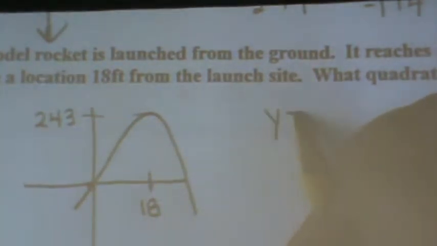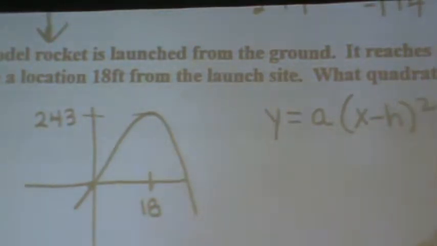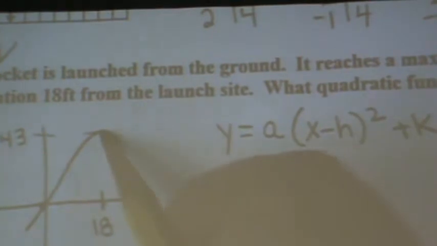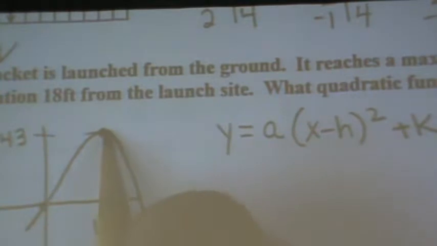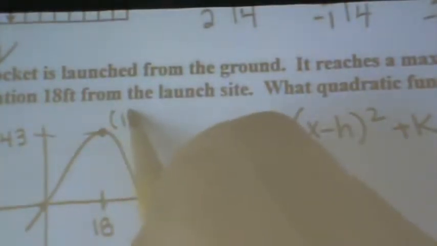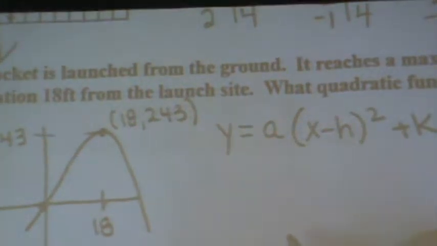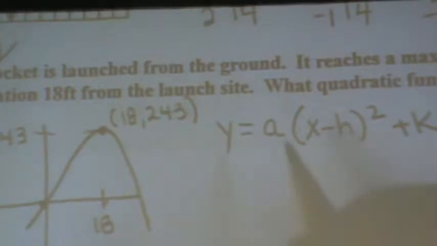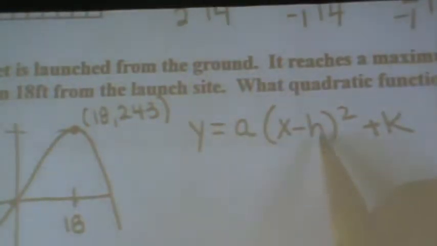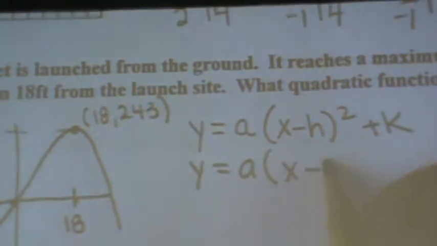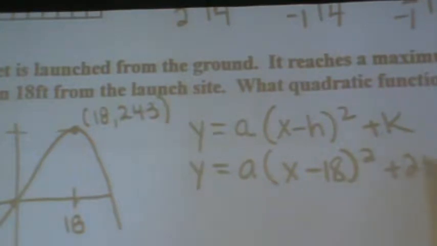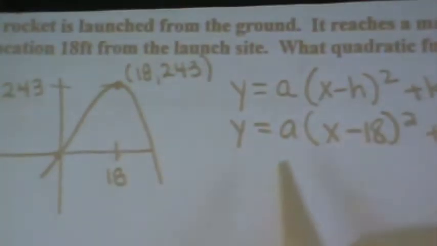Do you remember the equation that we use? It's y equals a times x minus h squared plus k. What is this ordered pair right here? 18 feet from the launch site, it reaches a height of 243. What is this ordered pair? It is 18, 243. Where will you put 18 and where will you put 243? 18 at h, and 243 right here, right?